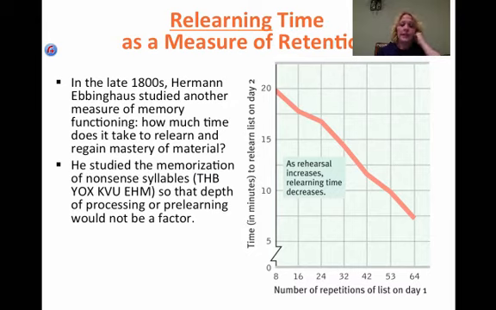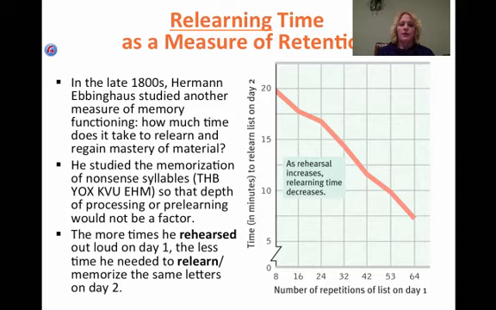What he did was study the memorization of nonsense syllables, TBH, YOX, KVU. He used nonsense syllables so that there would be no meaning that could have altered his memory, so that depth of processing or prior learning would not be a factor. What he found is that the more times he rehearsed out loud on day 1, the less time he needed to relearn or memorize the same letters on day 2. As you can see in the chart, as rehearsal increases, relearning time decreases.